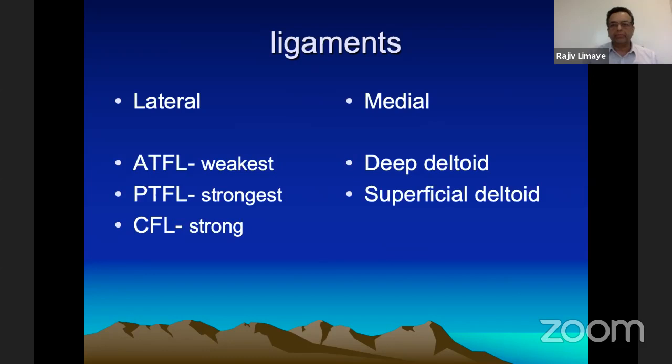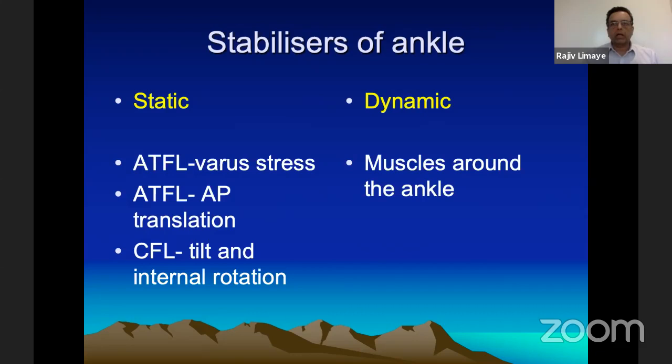The stabilizers of the ankle are classified as static and dynamic. The static stabilizers include the shape of the bone or the shape of the ankle joint. The ATFL supports the ankle to prevent excessive varus deformity. So if there's excessive varus strain provided, the ATFL is stretched and ruptured. If there is also translation anteroposteriorly, the ATFL and PTFL support the ankle joint. The CFL is damaged when there is tilt and internal rotation, as well as the varus stress to the joint.